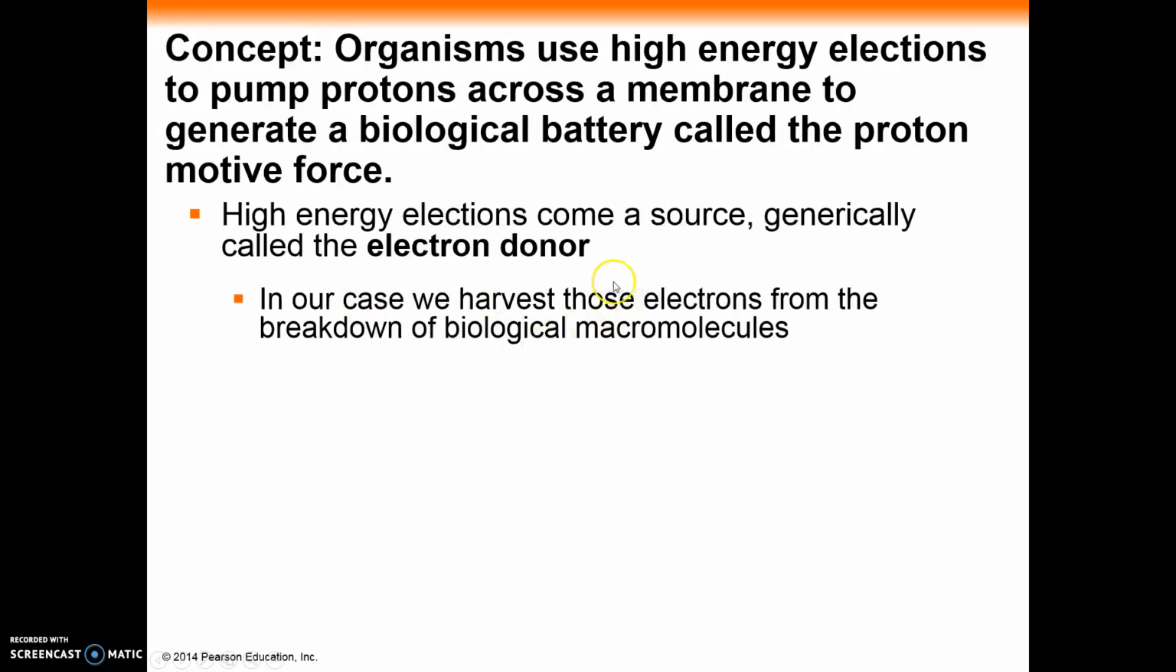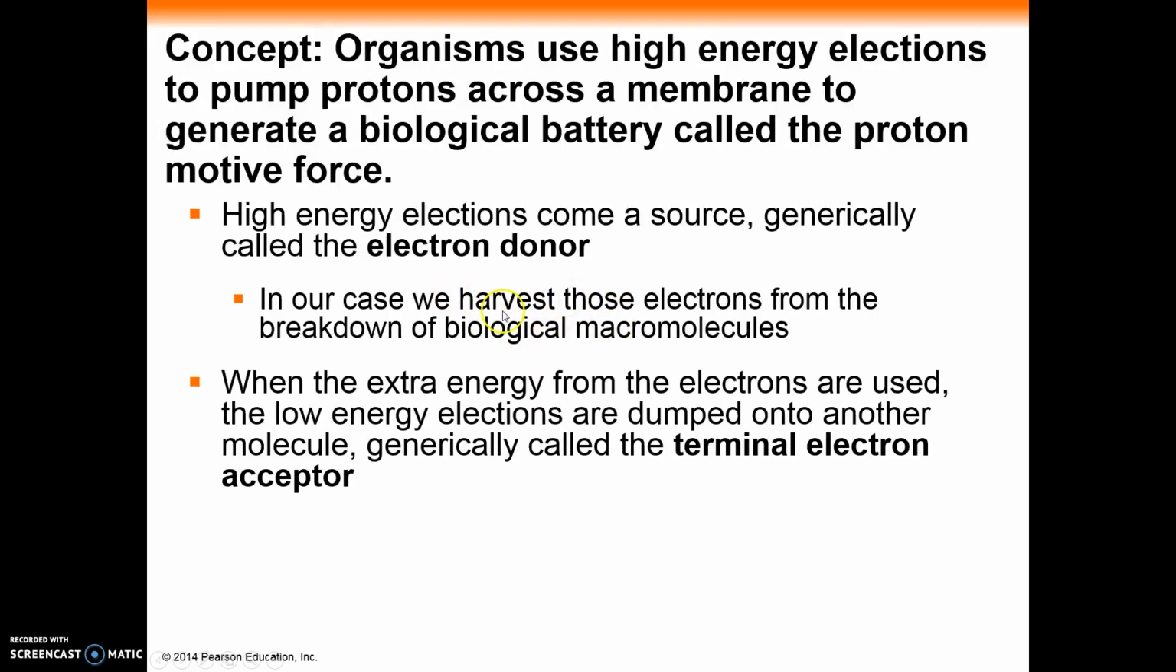So again, we harvest this from breakdown of biological macromolecules. So from fats, from sugars, from proteins, we glean those electrons. When all that extra energy from the electrons is used, the lower energy electrons that are left over are then dumped onto another molecule. And we generally call this a terminal electron acceptor. For us, it is oxygen. But if we look at the wide world of species, that isn't always the case.